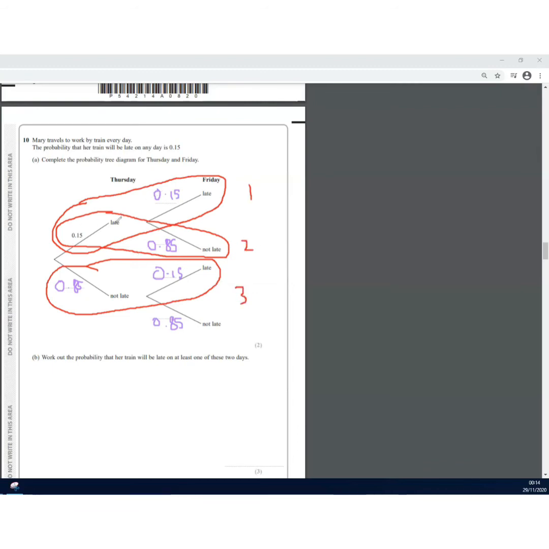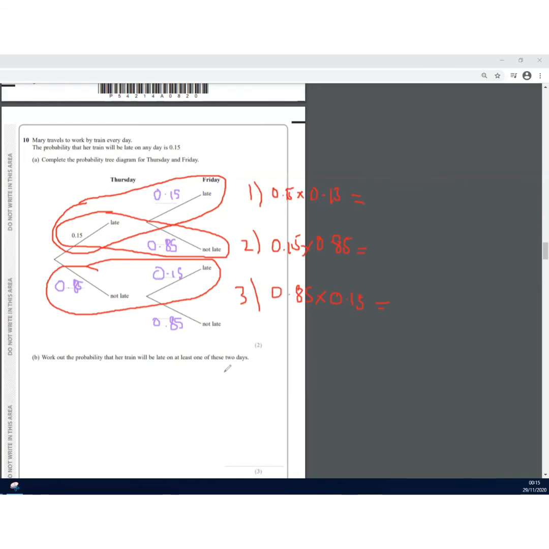So if we multiply along the branches for those possibilities, 0.15 times 0.15 in the first case, 0.15 times 0.85 in the second case, and 0.85 times 0.15 in the third case. So I'll use my calculator to work them out. And because these are all the possibilities, I'll add them all to give our answer here.